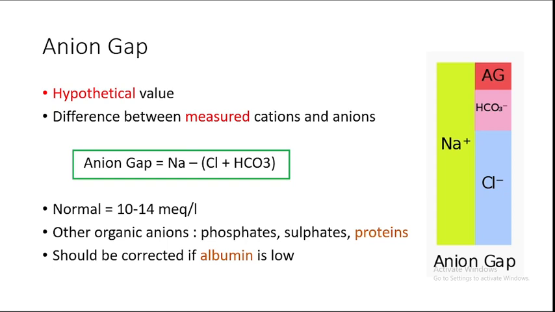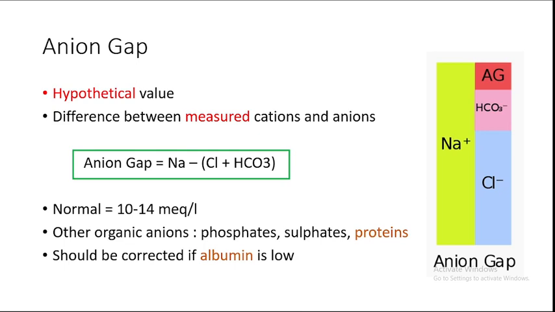It is just a hypothetical value because our body is not a charged body. Our anions and cations are in balance. But here what we look at is the difference between the measured cations and the measured anions. So anion gap can be calculated by taking the sodium value, chloride and the bicarbonate value. You simply deduct the chloride and the bicarbonate value from the sodium value, and the normal is roughly 10 to 40. So this graph shows you in a graphical way what the anion gap is.